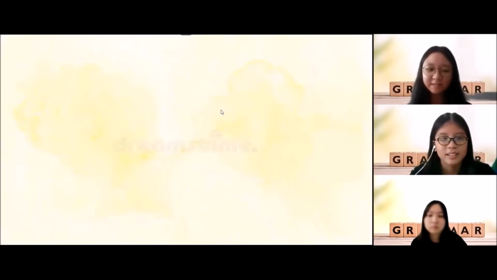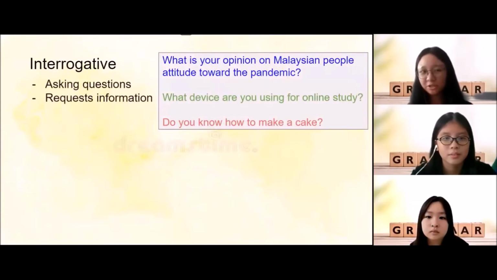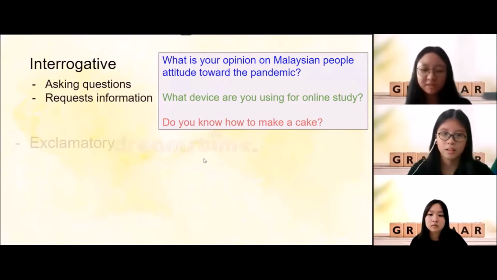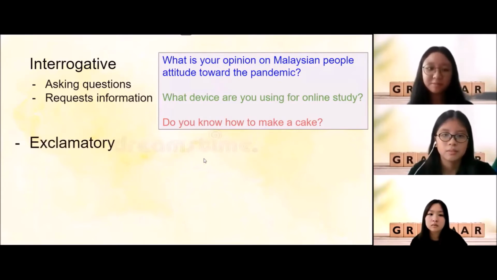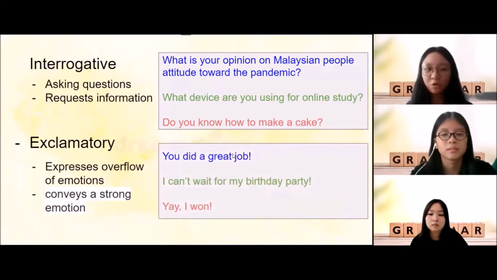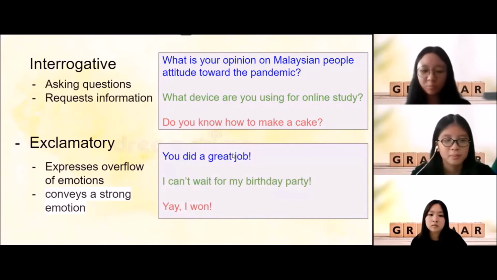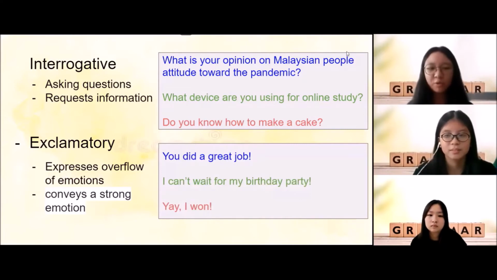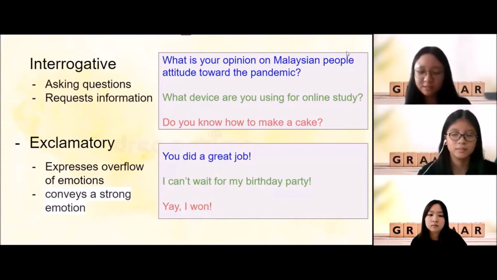Okay, next is the interrogative sentence. Usually we use it when asking a question or requesting information from others. These are examples of interrogative sentences. We use it in our interview activities, brainstorming, and others. Last is the exclamatory sentence. It helps us express overflowing or strong emotions. For example, when you want to praise your friend and you say, wow, you did a great job, that's showing a strong emotion to your friend.